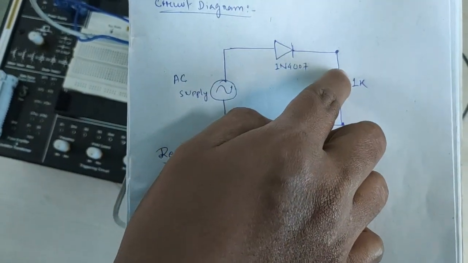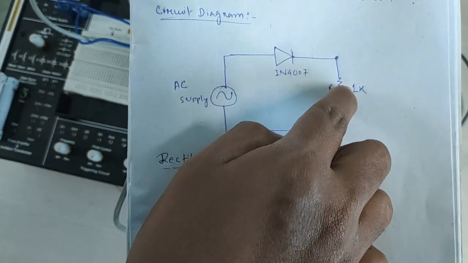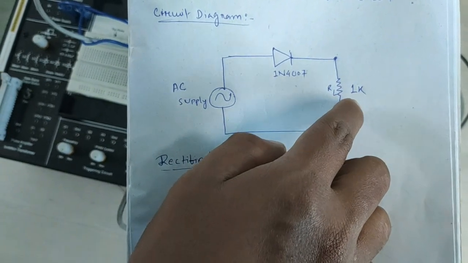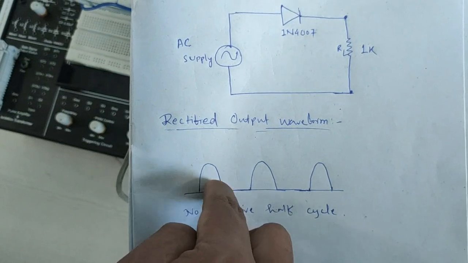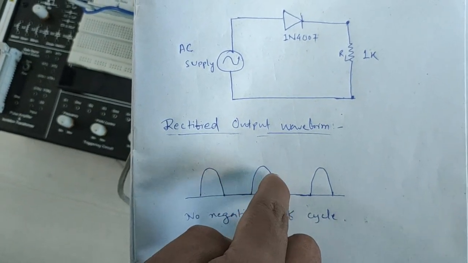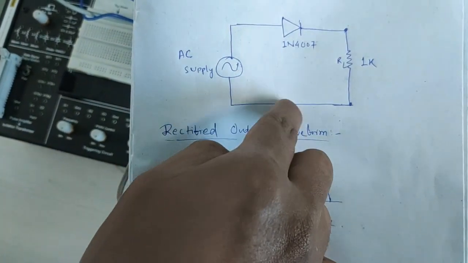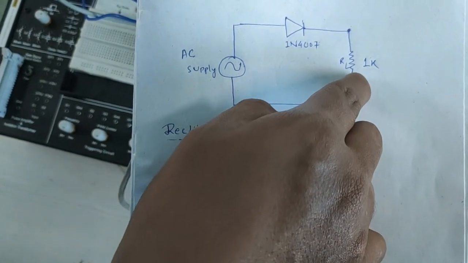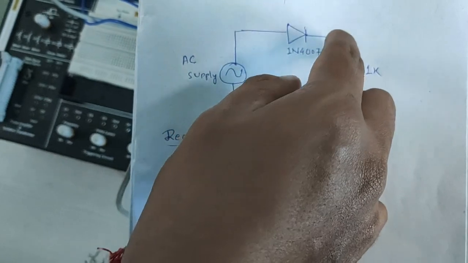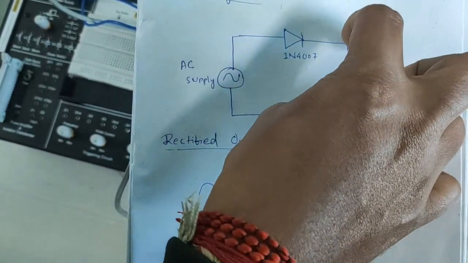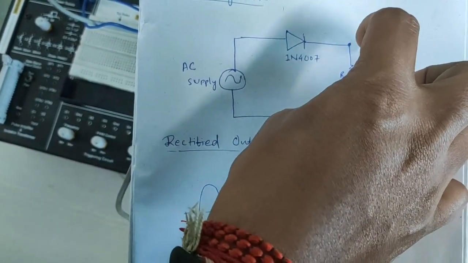From positive to negative, which will generate only a positive half cycle of AC supply when it is applied to the transformer. But in the negative half cycle, the current will flow from negative to positive and the diode will be in reverse bias. Thus at the output side we will not get any current, right?